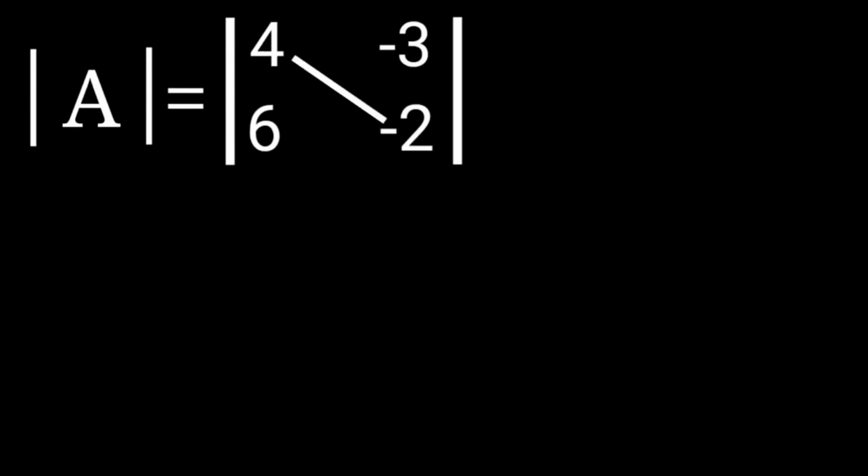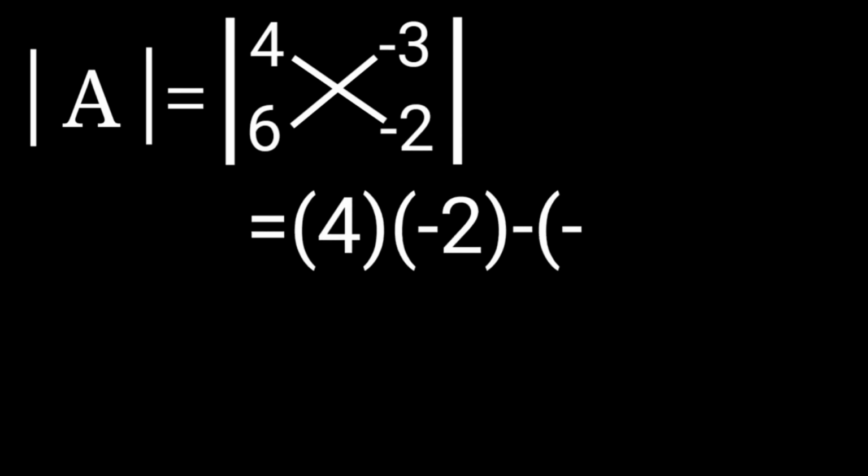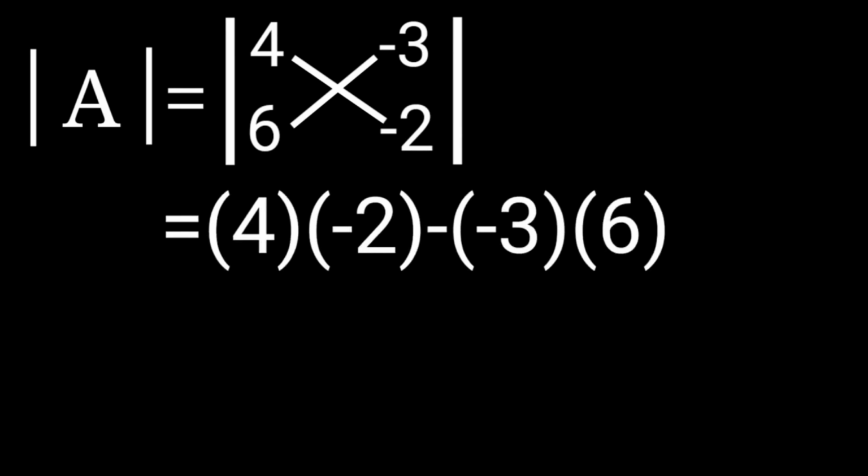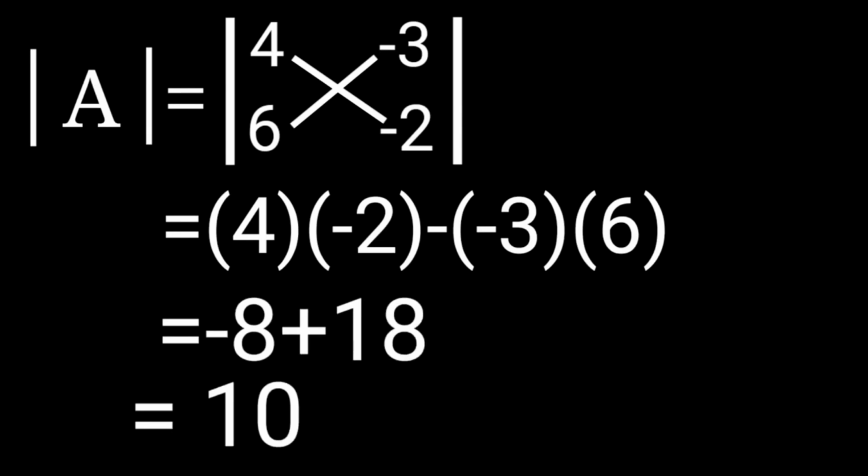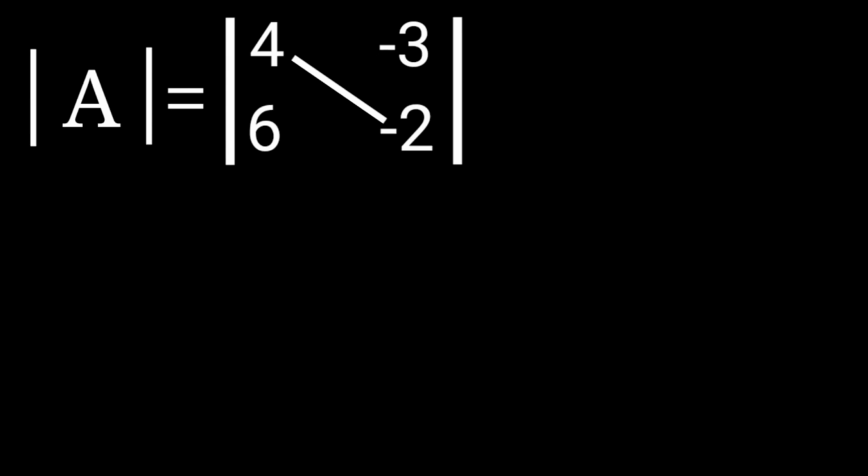Now the determinant of A is equal to |4, -3; 6, -2|. Multiply 4 with -2 and -3 with 6. The formula is AD minus BC. 4 into -2 minus (-3) into 6, that is equal to -8 plus 18, which equals 10.